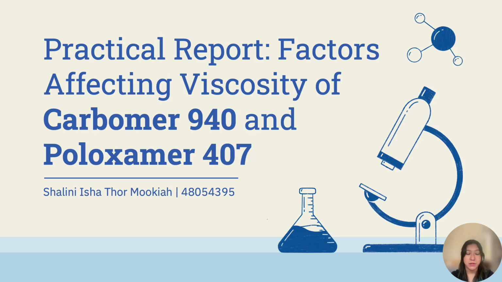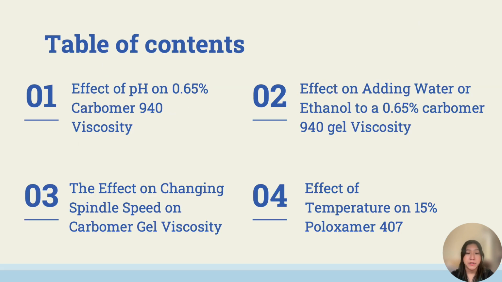Hello, today I'll be discussing the properties and behaviors of two important polymers used in pharmaceutical formulations, Carbomer 940 and Poloxamer 407. Specifically exploring how pH affects the viscosity of Carbomer 940, how adding solvents such as ethanol and water alters the viscosity, the shear thinning properties of Carbomer 940, and the thermal-reversible gelation of Poloxamer 407.